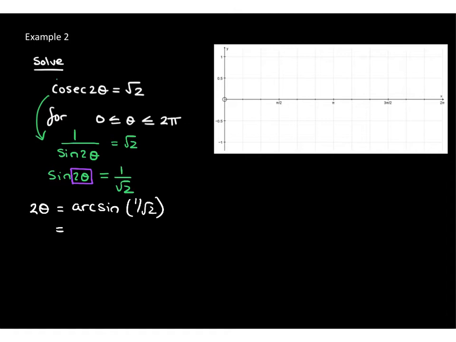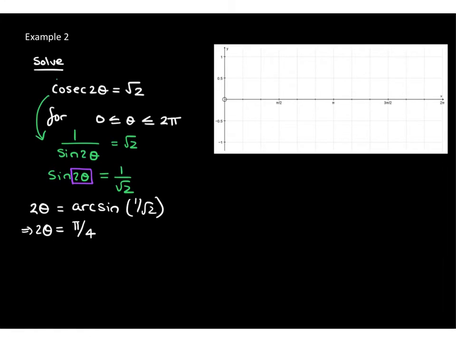And you should find you get pi by 4. And of course we could divide by 2 to get the value of theta as pi by 8, but I'm actually not going to do that because we need to work in terms of 2 theta to get all our answers and then divide by 2 at the end. Remember, the fact that we have 2 theta here means we will have double the number of answers for the given range 0 to 2 pi.